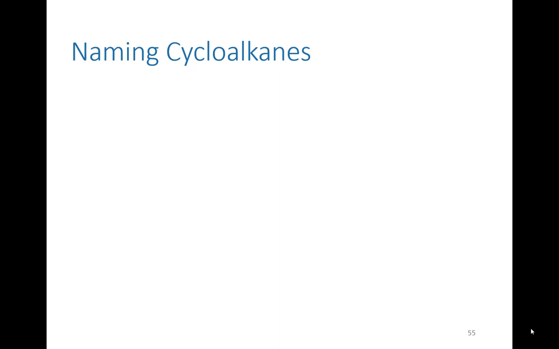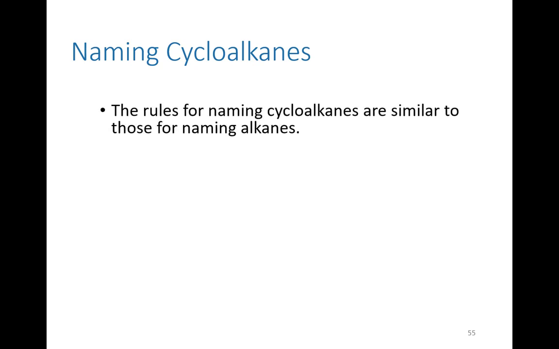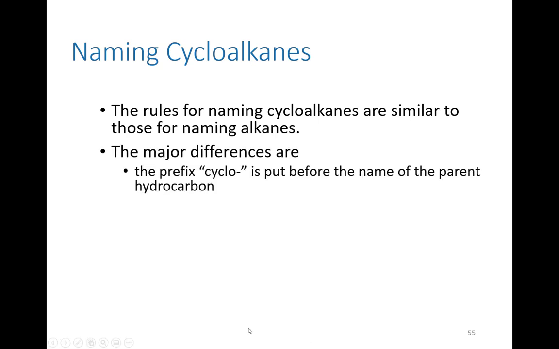In this final video for Chapter 10, we're going to look at the slight adjustments we have to make to the naming rules for naming cycloalkanes. So let's focus on the differences. First of all, we add the prefix cyclo in front of the name of the parent hydrocarbon. For example, if the parent hydrocarbon was butane, that is 4 carbons, and they were found in a ring, it would be called cyclobutane.